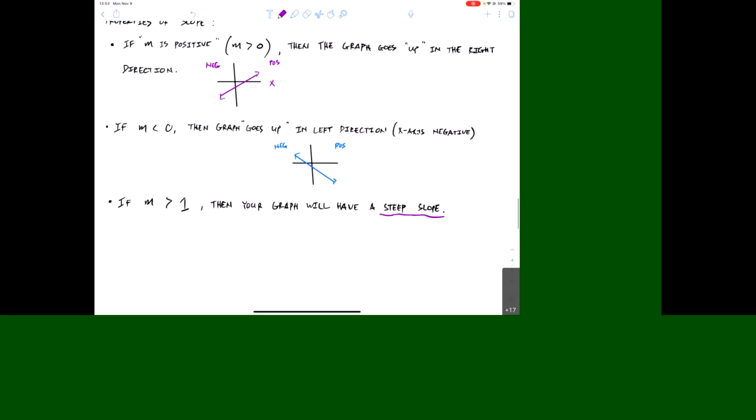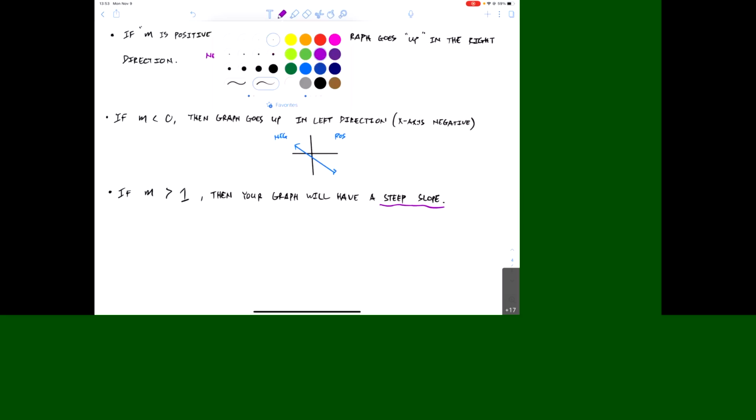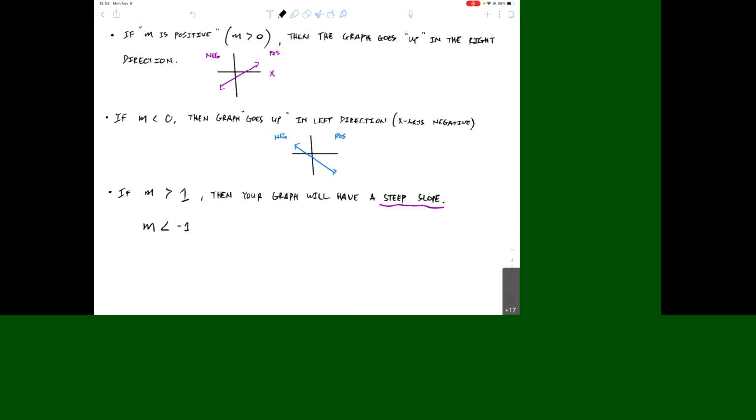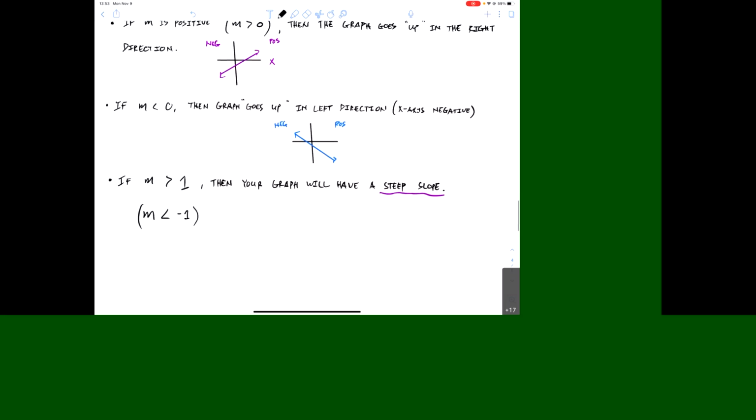And then if your slope is the same, m is less than -1, you'll have another steep slope, but again, it'll be in the negative direction. So this one's a little bit weird to explain because you can see that, oh, if m is greater than 1, you'll have a steep slope, but then if m is less than -1, it'll still be a steep slope, right? So then what does that leave in between?